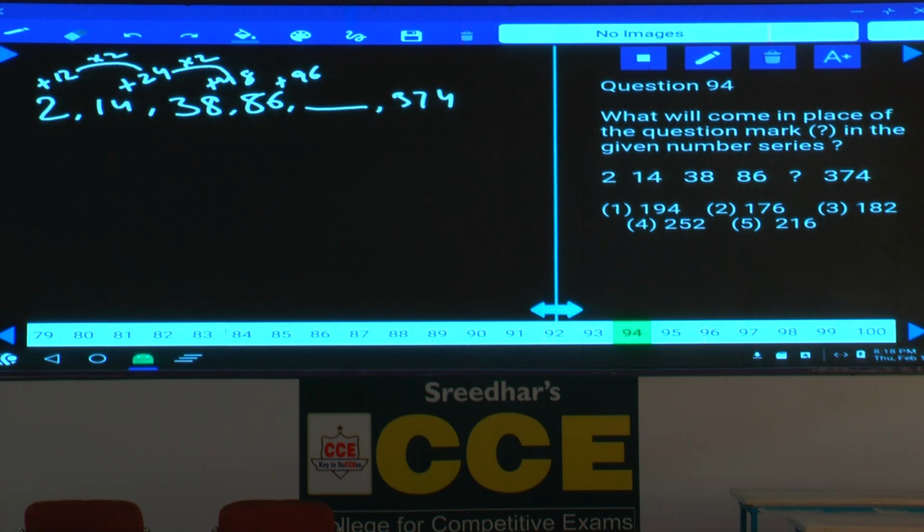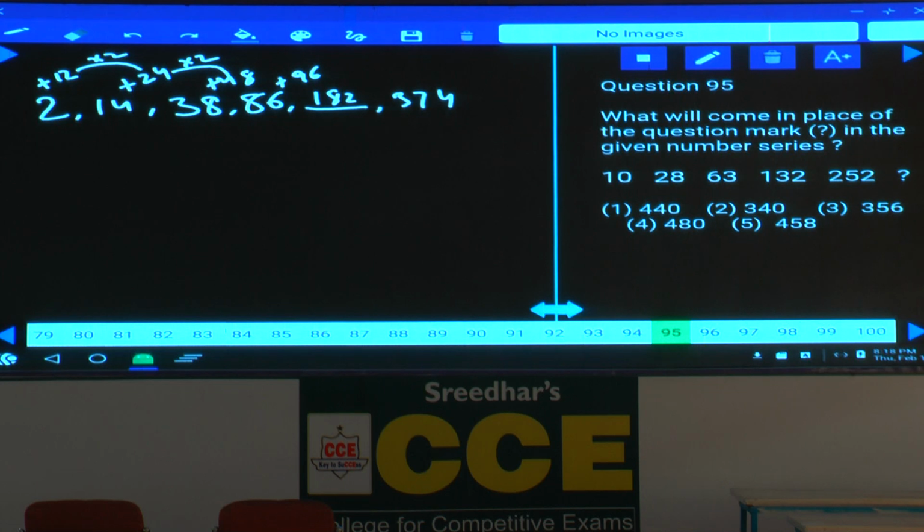Now 86 plus 96 is 182, that is the answer. 182, that is choice 3. Clear enough? 182, choice 3. In 94, the differences between the numbers are multiples of 12: 12, 24, 24 into 2 is 48, 48 into 2 is 96.